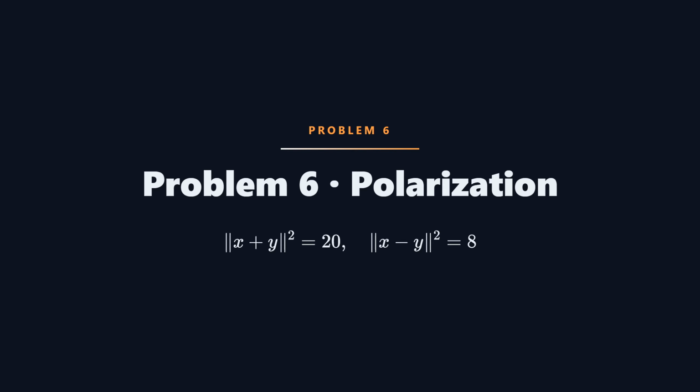Problem 6. The reverse direction. You're given 2 lengths and must extract the scalar product hiding between them. This is the polarization identity. Pause and try.